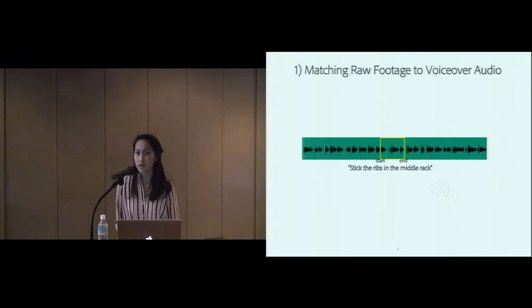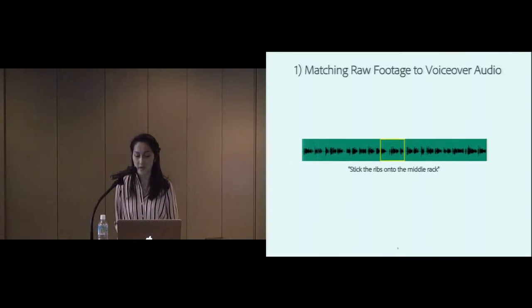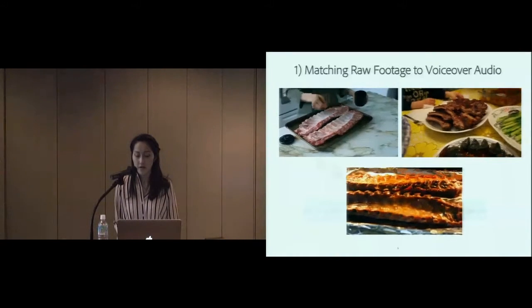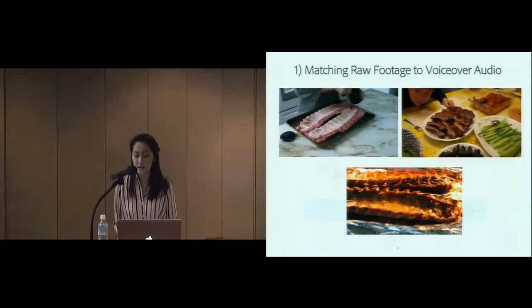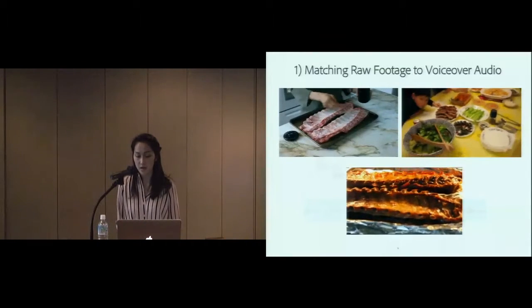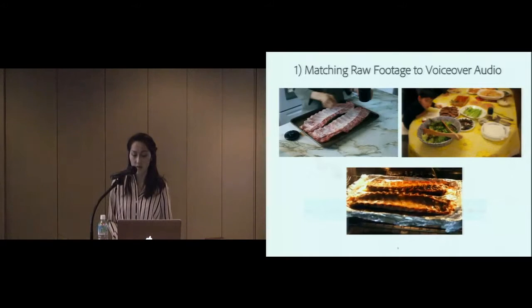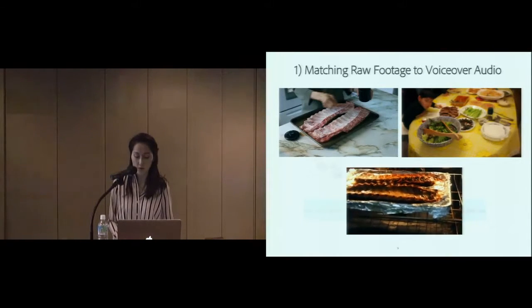Once the editor finds her narration event, she still has to find footage to go with it. In order to make sure that they have coverage, editors usually capture a lot more footage than they need in the final story. Here are examples of snippets of raw footage that demonstrate pork ribs being made. As you can see from the clip on the bottom, not all of this footage is usable.